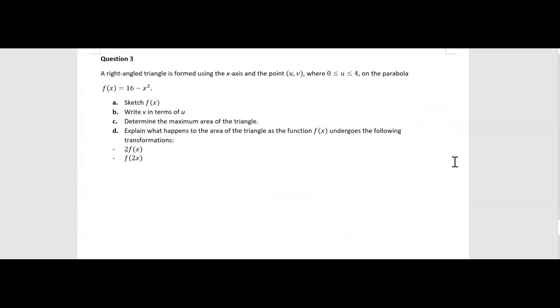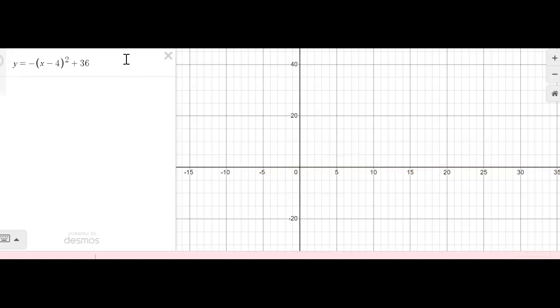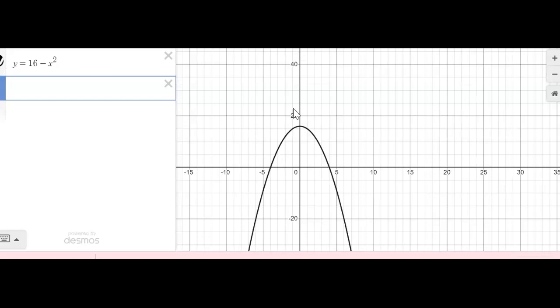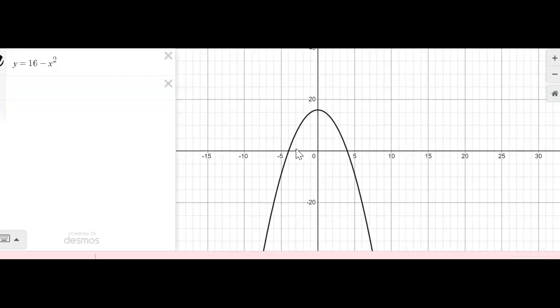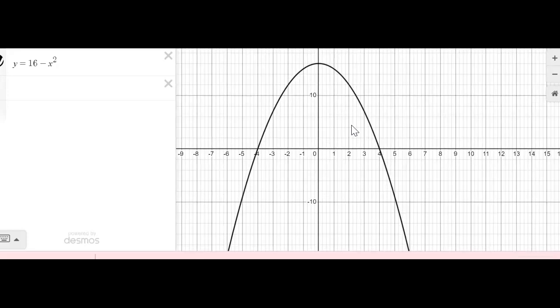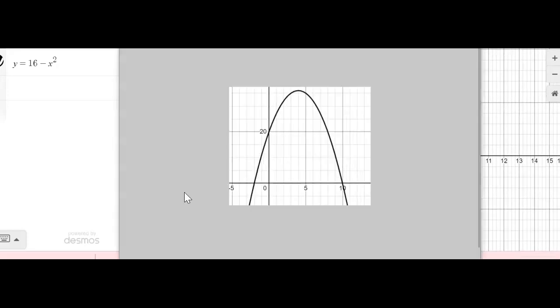All right, question 3. Now, similar questions like this appear on the exam. Sometimes you're given a rectangle to do. Sometimes it's a triangle. So sketching that, let's just quickly sketch it. 16 minus x squared. We'll get rid of these. I've got to press it so it comes on. There we go. All right, so there's our parabola.